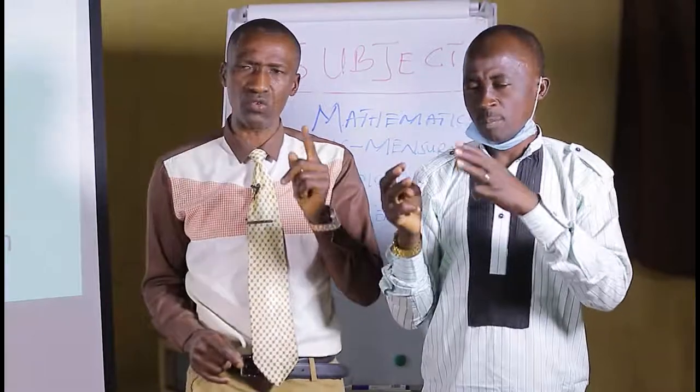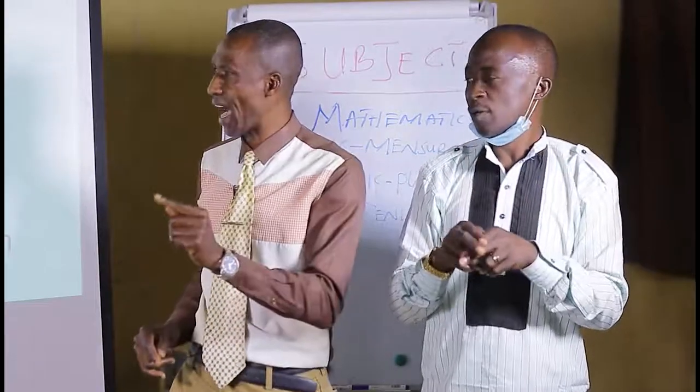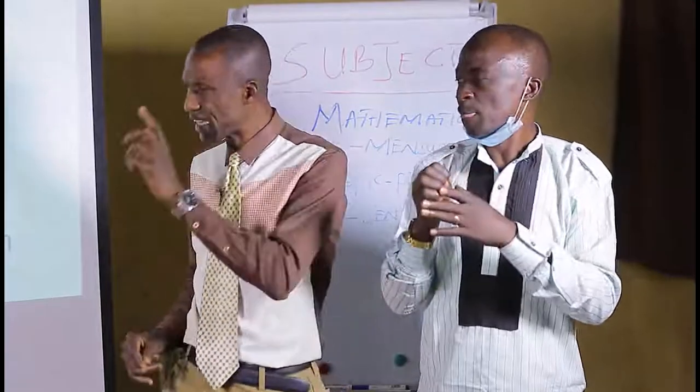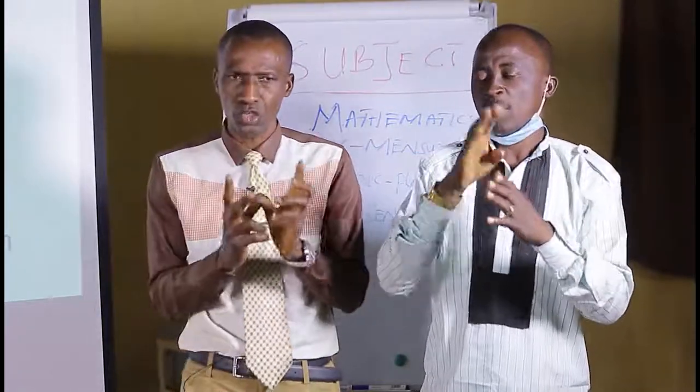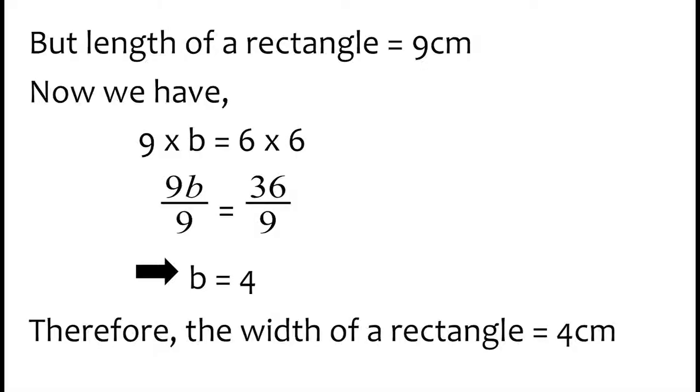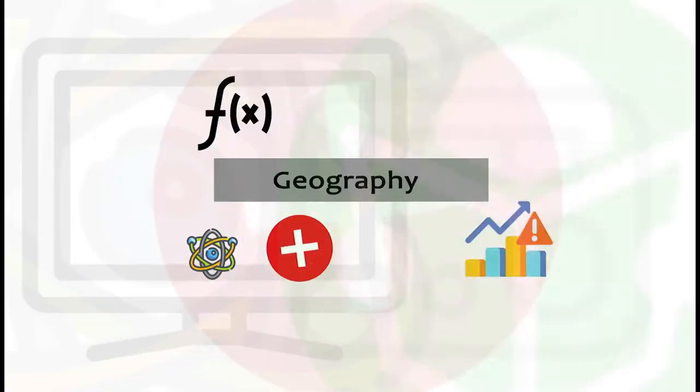Don't forget, because you are being examined, you could be asked to calculate either the width or the breadth of the rectangle. You should know that either of the words used, they are the same. So therefore, the width of the rectangle here is equal to 4 centimeters.